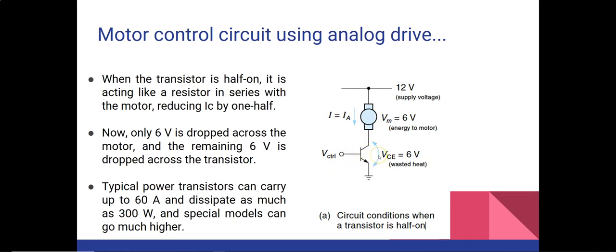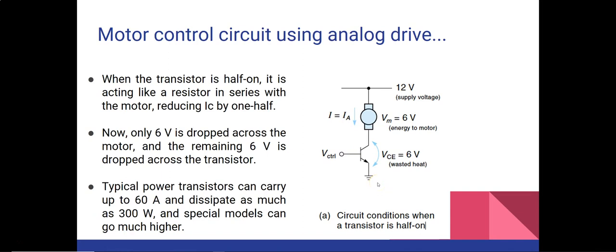So in this, let's consider two cases. The first case is when the transistor is fully on, which means the switch is closed. This switch is closed and current is flowing here. Then in that case, the entire 12 volts will be applied across this motor. And in that case, the current flowing is 2 ampere. So that's the first case.